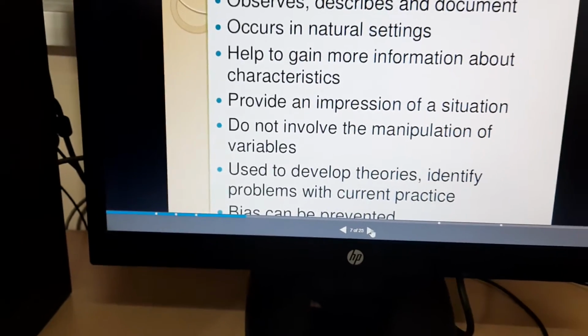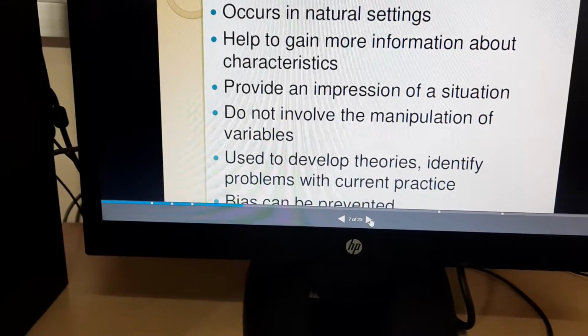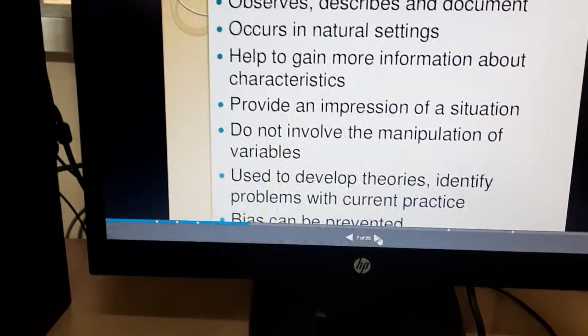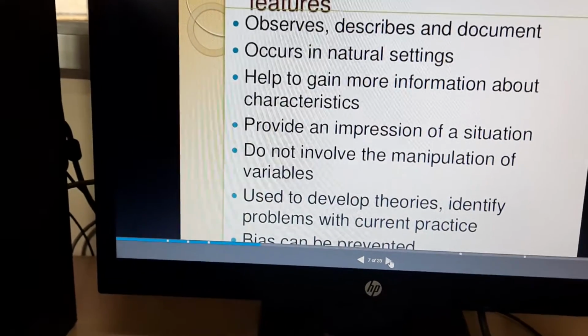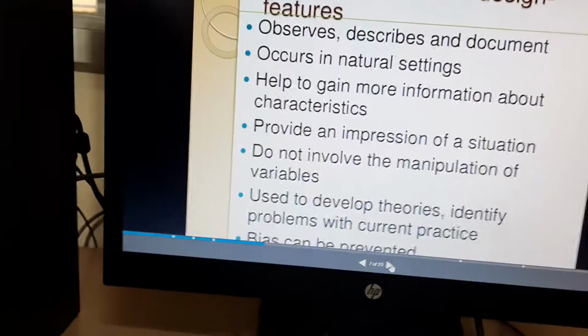Do not involve the manipulation. You should not do that manipulation. We cannot give extra health education or extra teaching. Do not involve the manipulation of the variables.